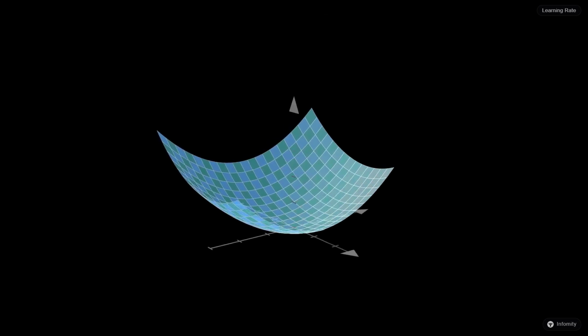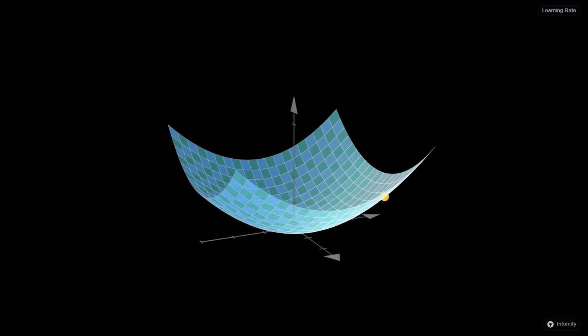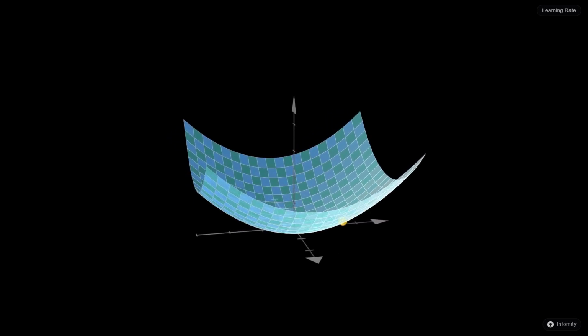Today we look at the speed of learning. In our previous video, we saw how gradient descent finds the minimum of a function. But there is one crucial lever we have not talked about yet. This single parameter controls the speed and stability of learning. It is the learning rate.